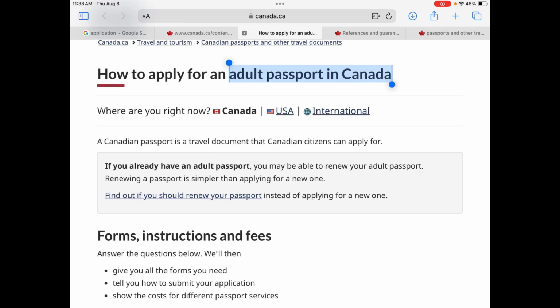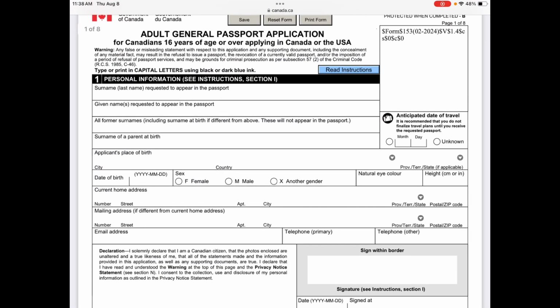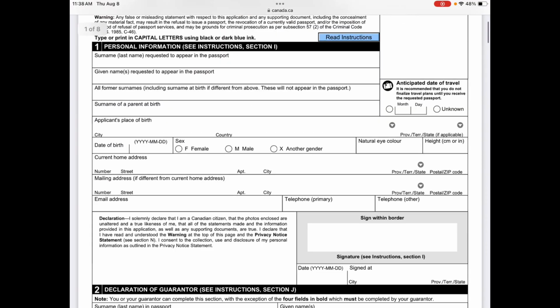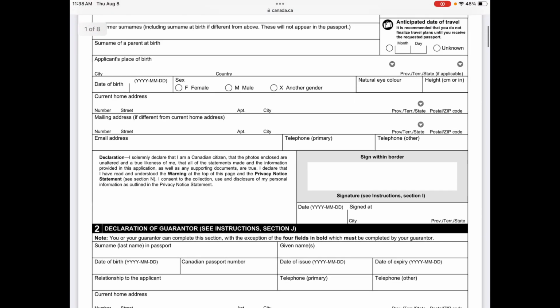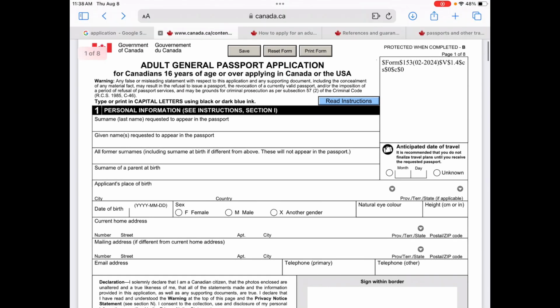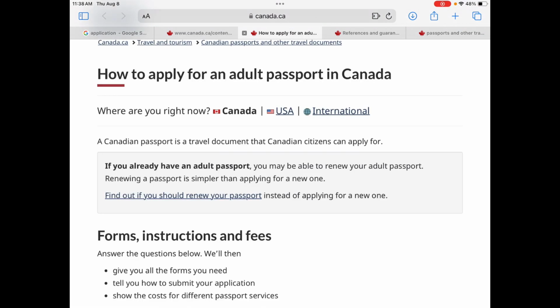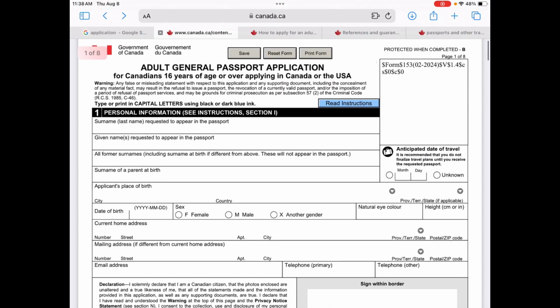Hello everyone, in this video we're going to go over how to fill out the Canadian passport application. If you have already uploaded the form, this is the form. If you have already downloaded it and you're ready to just fill out the application, just skip through the first 10 minutes of this video, and then I have gone through step by step on how to fill out this application. If you haven't downloaded the form yet, then we're going to go over step by step where you can get this form and how you can download it and start filling it out.